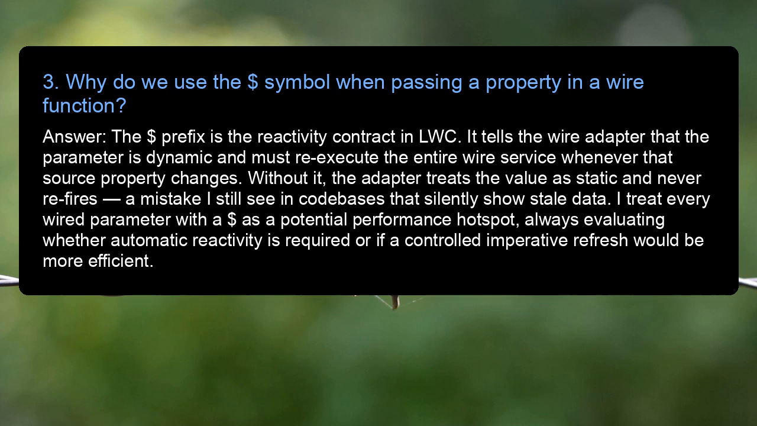3. Why do we use the dollar symbol when passing a property in a wire function? Answer: the dollar prefix is the reactivity contract in LWC. It tells the wire adapter that the parameter is dynamic and must re-execute the entire wire service whenever that source property changes. Without it, the adapter treats the value as static and never refires, a mistake I still see in codebases that silently show stale data.